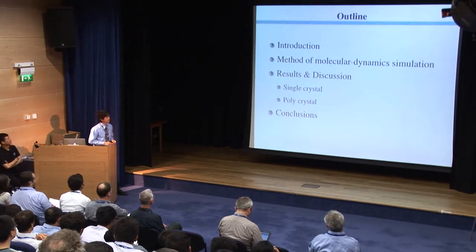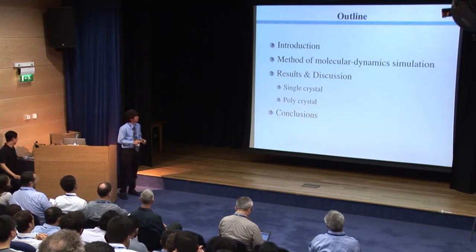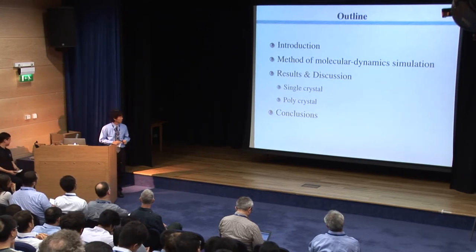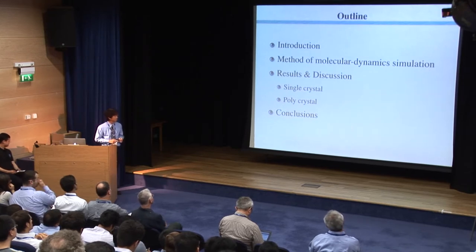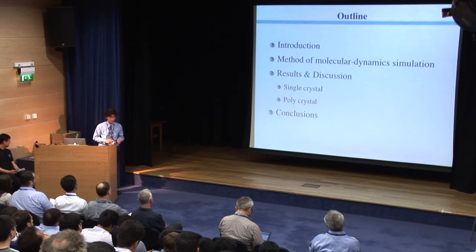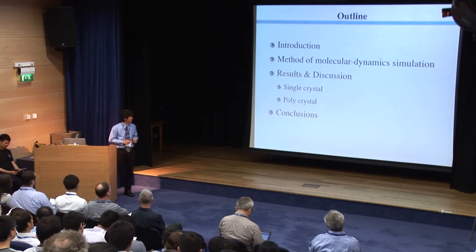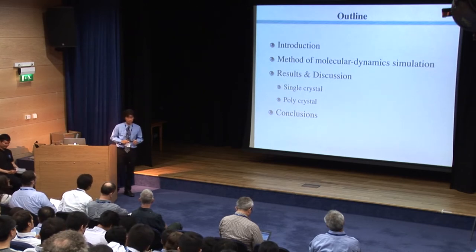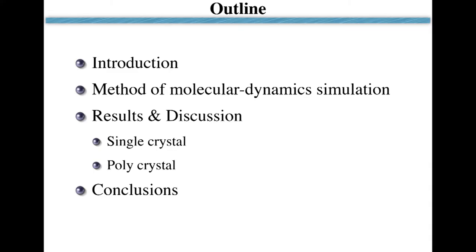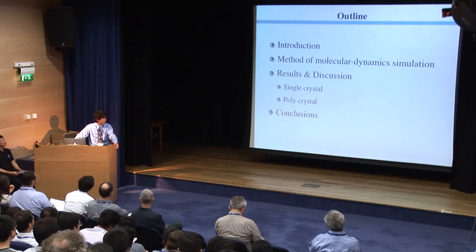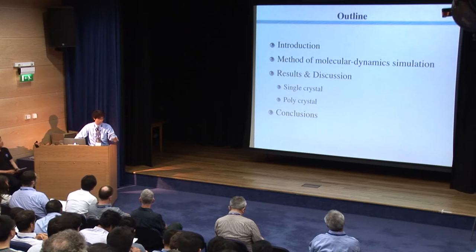At the beginning, I would like to show the outline of my presentation. I would like to start with the introduction, and then I will talk about the method of the molecular dynamics simulation. And then I will talk about the results and the discussions. Results consist of two calculations. One is the MD simulation for ductile fracture of the single crystal of pure iron. And then I will talk about the polycrystal. And finally, I will conclude my presentation. Today, I would like to focus on where and when the void was generated during the ductile tensile test.